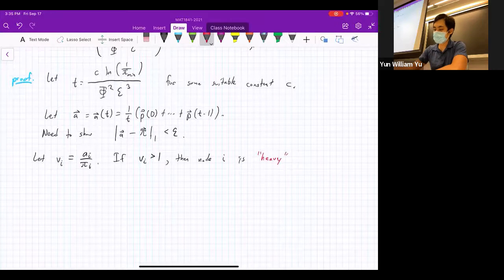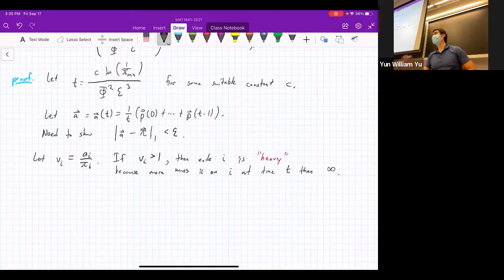is the terminology the book uses, because more mass is on i at time t than at infinity, on average. So that's not the formal way of saying it, but basically it's heavy if you need to move mass away from that node and move it into some other place in order to get closer and closer to your stationary distribution.